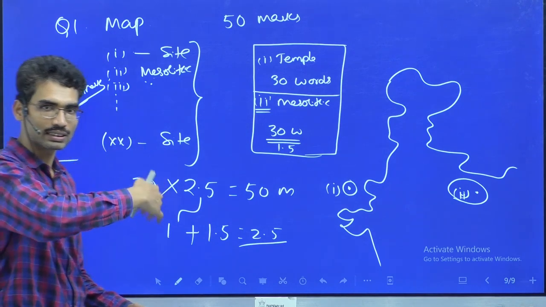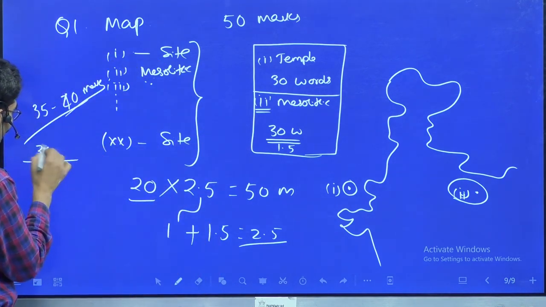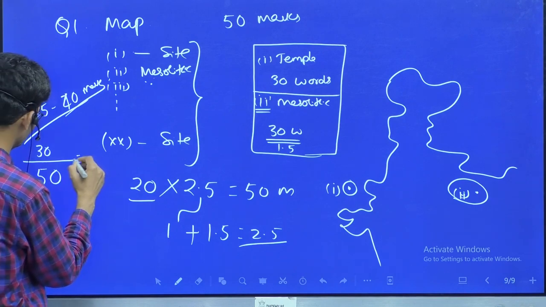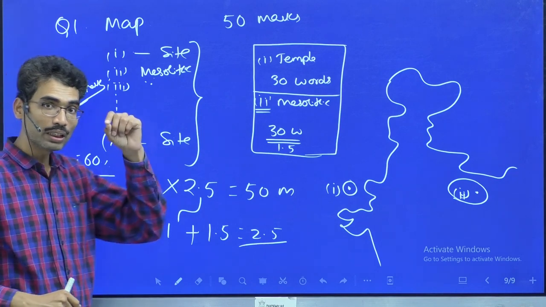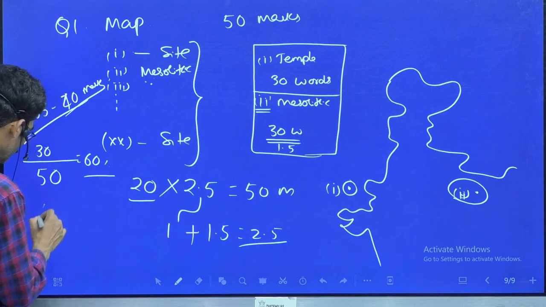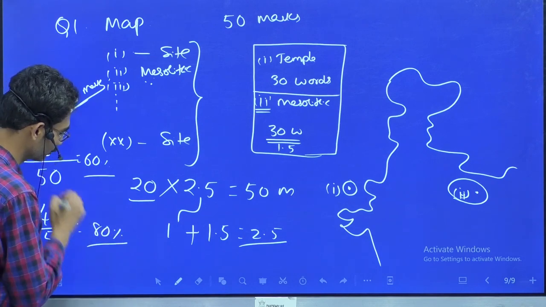Out of 50, in the rest, second, third, fourth, fifth, and so on, up to 8, if you get 30, how much score is that? 60%. But only map has the possibility to reach up to 40. So if you score 40 out of 50, that means 80%.